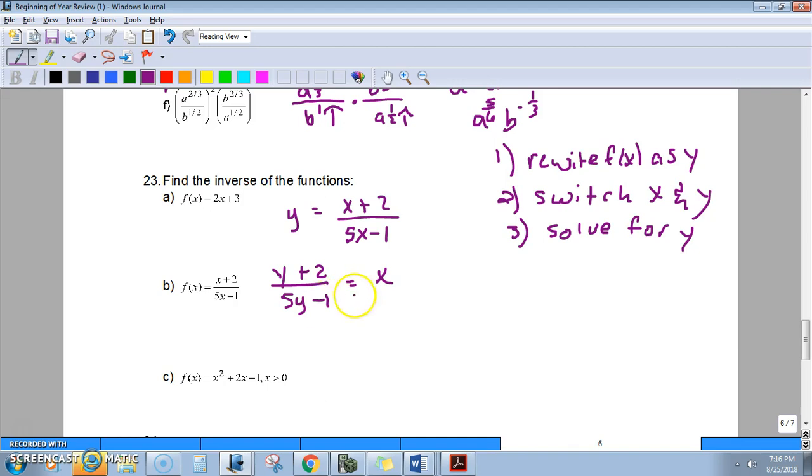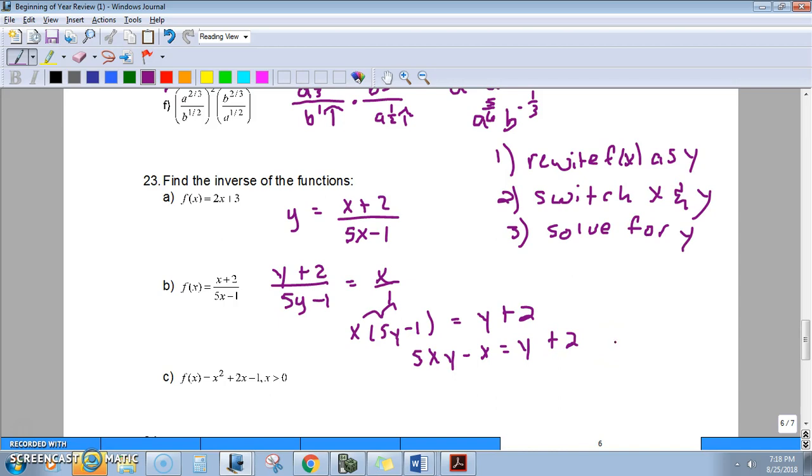Okay, so how am I going to solve this? I'm going to cross multiply. So I have x times (5y minus 1), because I'm trying to get y by itself, is equal to y plus 2. Now I'm going to distribute this x, and that's going to give me 5xy minus x equals y plus 2.